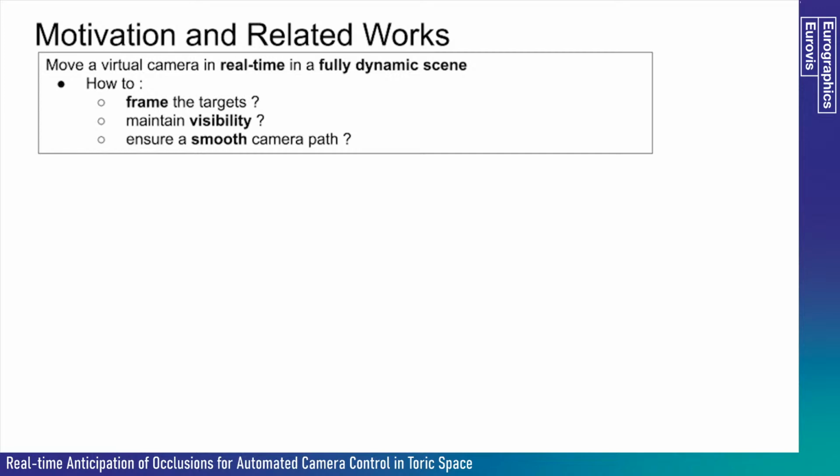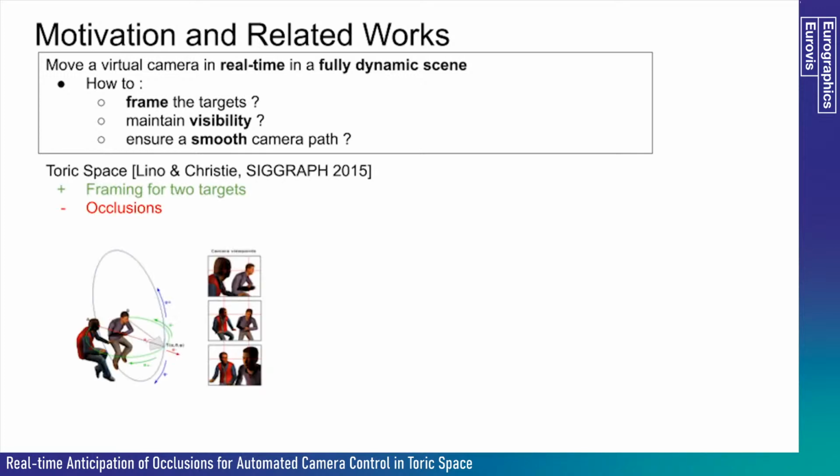How can we build such a system? Let's address each problem at a time. The first problem we have is the framing. To satisfy this constraint, we use the toric space. The toric space is a space made for a camera to frame two targets. For a given on-screen position of each target, the toric space gives us a continuous space of camera locations satisfying this exact constraint, onto a torus around the two targets. This is perfect for us, as we rarely need to frame more than 2 targets.